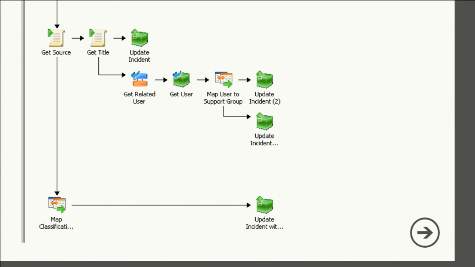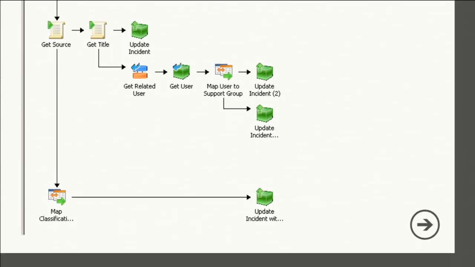when my workflow comes in, I get the source of the workflow, and if it came in through a particular type, I then check for the title, and if it was the president of the company, I update the incident in one way, and if it's not the president of the company, then I map it to the support group. So it allows me to do some really cool things without having this sort of straight line mechanism.